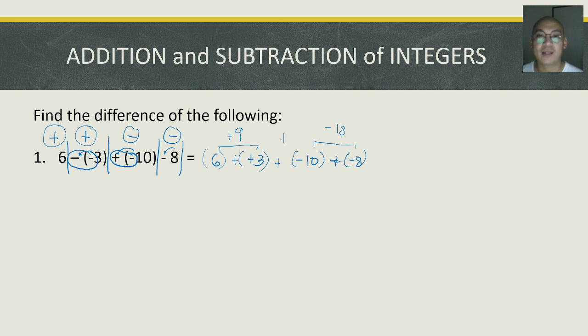So we can now add. By adding different signs, we will subtract. So 18 minus 9 is 9. Which is having the large value or large number? That is 18. We're going to get its sign, negative. And the answer is negative 9.